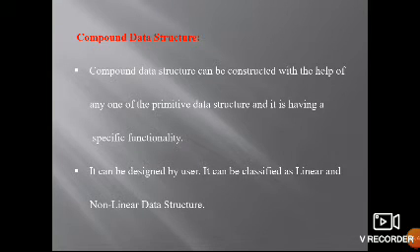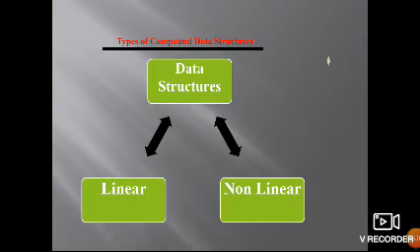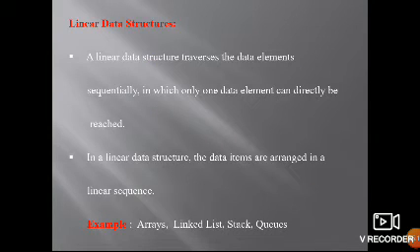Compound data structures are constructed with any one of the primitive data structures and have specific functionality. These functionalities are designed by the users. Compound data structures are designed by the users. Compound is again classified into two types, linear and non-linear.